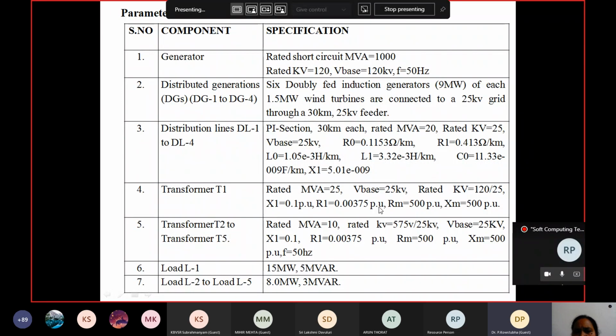and the transformer T1, transformers T2 to T5, and the load L1, which is connected at the point of common coupling, is 15 megawatts 5 MVAR, and the loads L2 to L5 are 8 megawatts 3 MVAR.